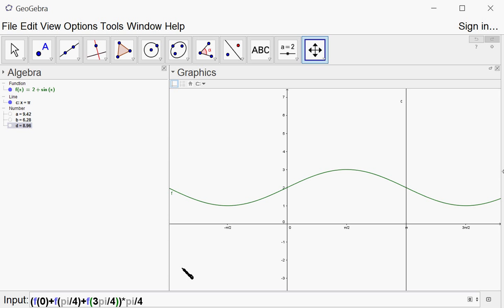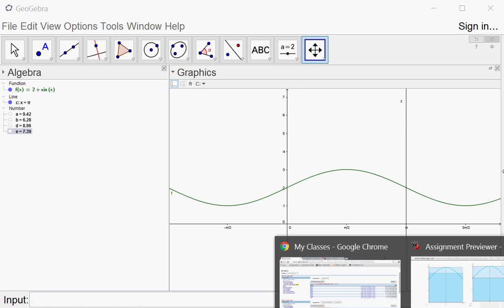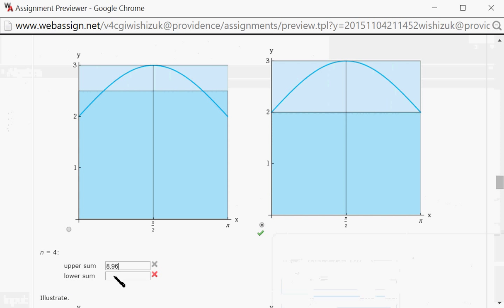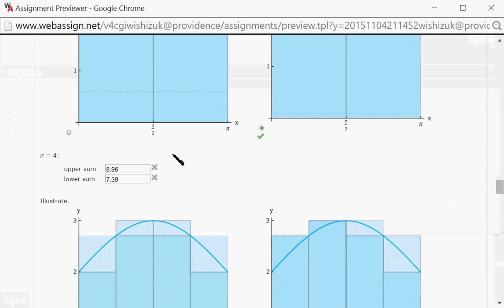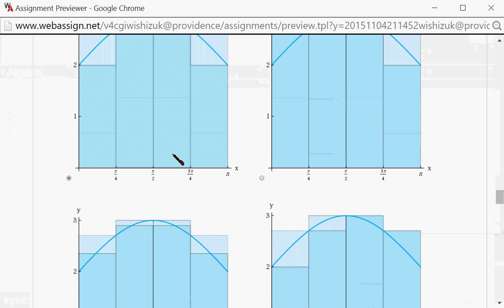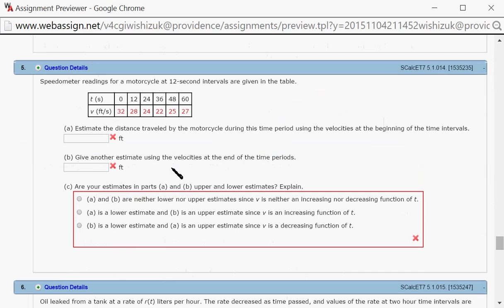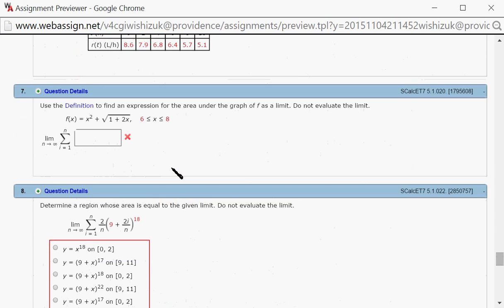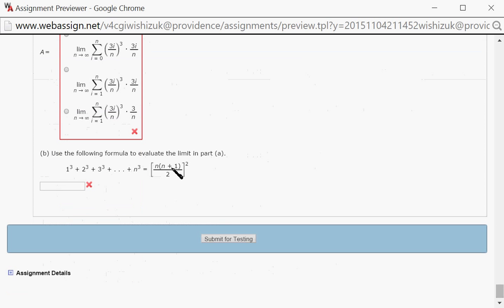And for the last one, the lowest point would be pi. So you have plus f of pi. Right, hit enter. 7.939. Right, so we have 7.939, and we've already chosen the correct picture. Right, so let's submit for testing. Right, so let's go down, submit for testing.